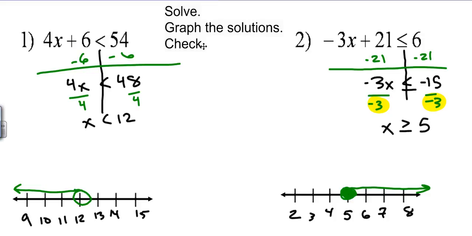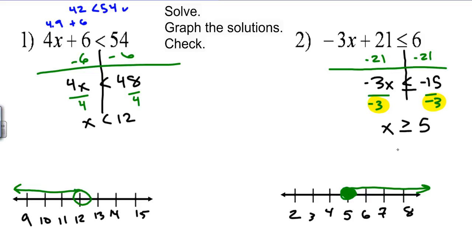Now to check your answer, one of the things you do is just pick a solution where you shaded it. So if I shaded 9, I can come over here and plug in 9. This is 4 times 9 plus 6. Well, 4 times 9 is 36, plus 6 is 42, and 42 is indeed less than 54, so that's my checking.